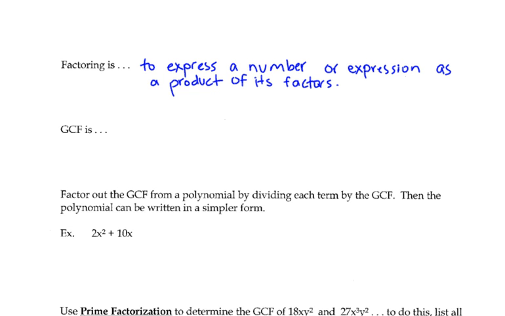So for example, if we go very, very basic, 30, we could factor it by expressing it as 2 times 15. Okay, is there other ways we could factor 30? 3 times 10. Yeah, there's other ways we can actually express it. So it's the opposite of distributive law. It's the opposite of multiplication in a way. So we're kind of using division here. Kind of, you'll see.